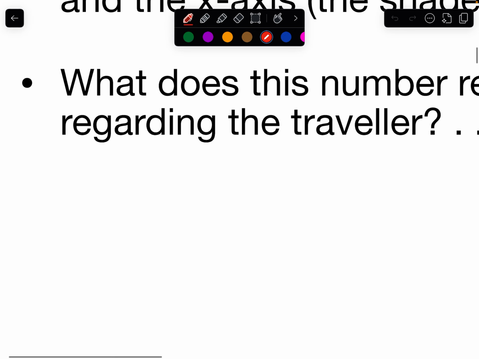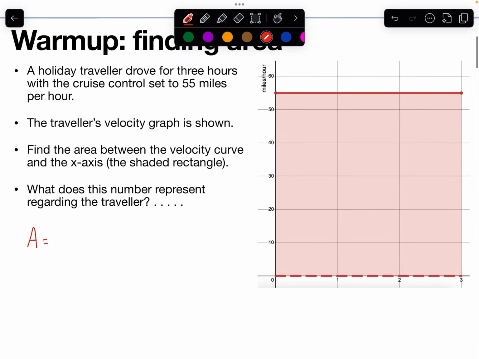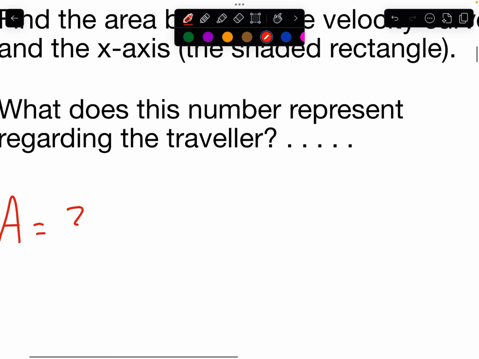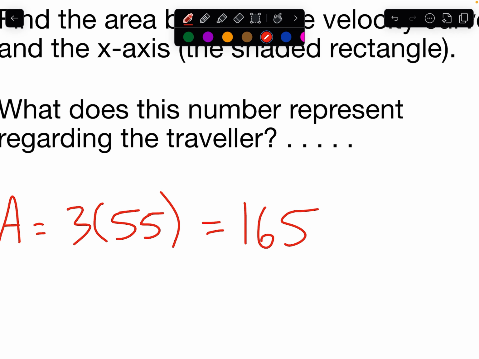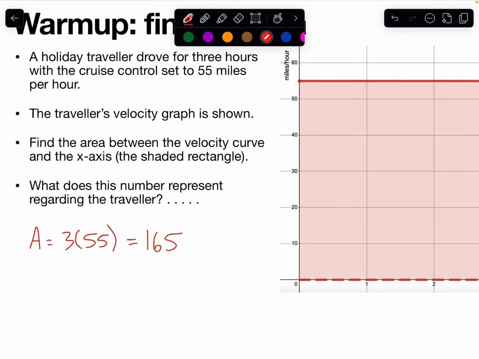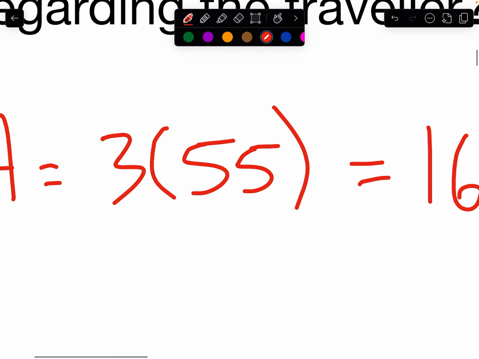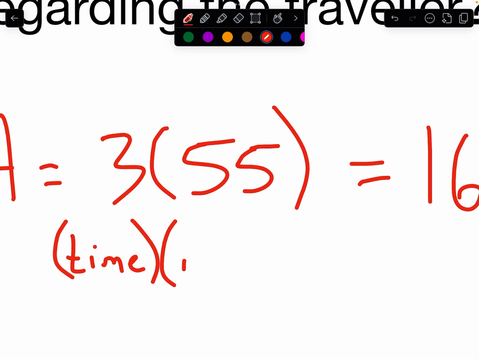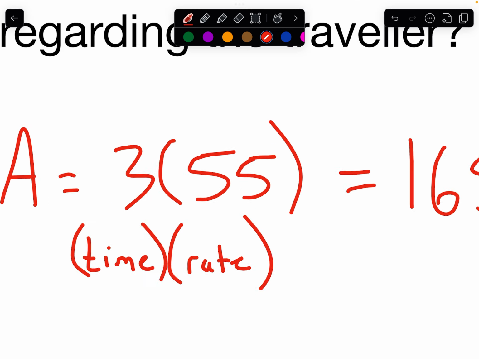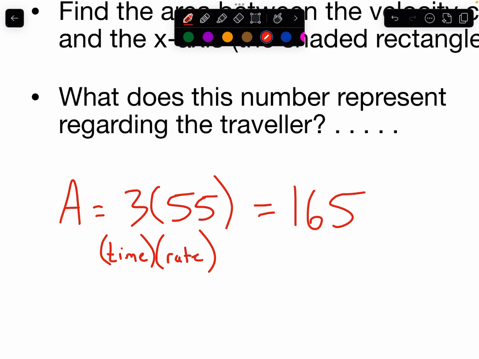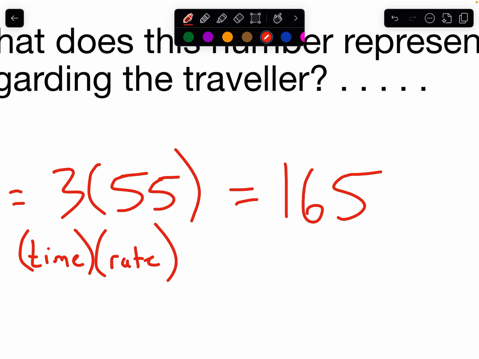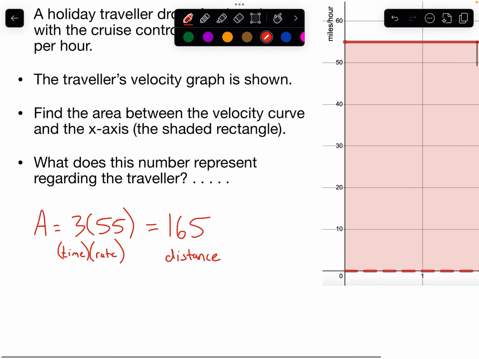We've got ourselves a rectangle, so we'll take the base times the height, where the base of this rectangle is 3, right? And the height of this rectangle is that 55. Well, 3 times 55 gives us a total of 165. But what does that number represent in regards to this person's travel? Well, think about what we did. We took 3 times 55, where 3 was the duration of the travel, the time, if you will. 55 was the rate of change of this person's position, 55 miles per hour. And when you take time times rate, you get the total distance traveled, the displacement, if you will.